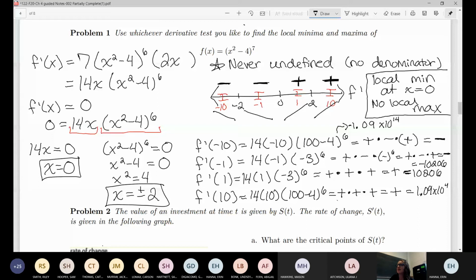So I'll just state that to make sure that we remember that. We considered it, there never turned out to be a max because there was never a case where we changed from positive to negative on this number line. So you don't have to have both. You don't have to have either. It just depends on how your number line comes out.